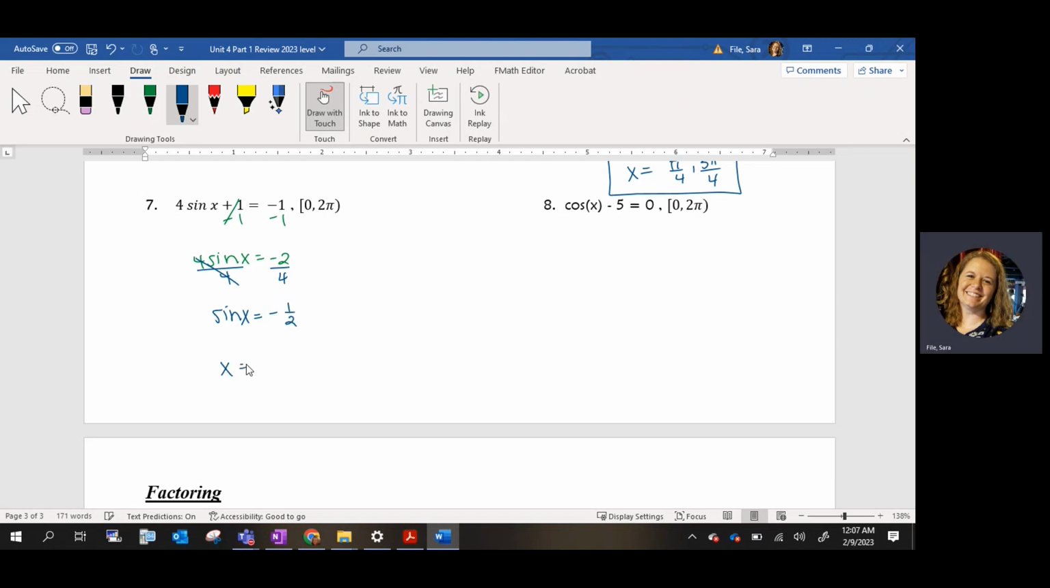So where is the sine value negative? That's quadrants 3 and 4. And at what reference angle is it 1/2? That's at your pi sixth, or your 30 degrees. So it's the pi sixth reference angle from quadrants 3 and 4. That's 7 pi sixths and 11 pi sixths.